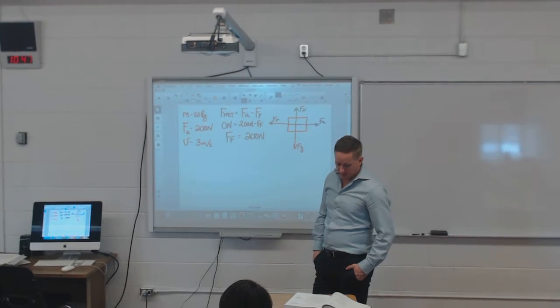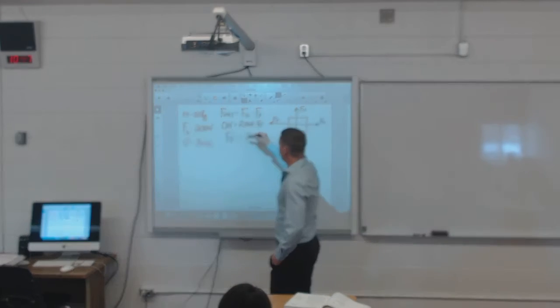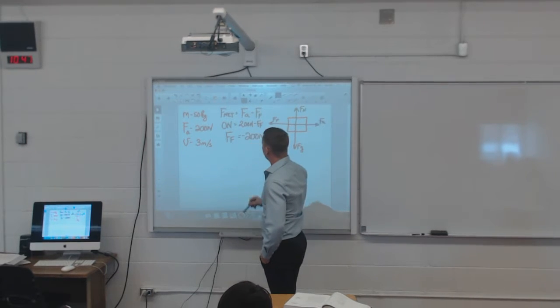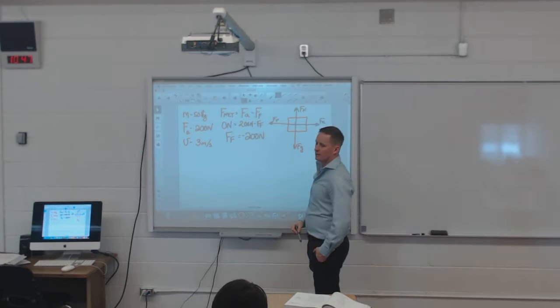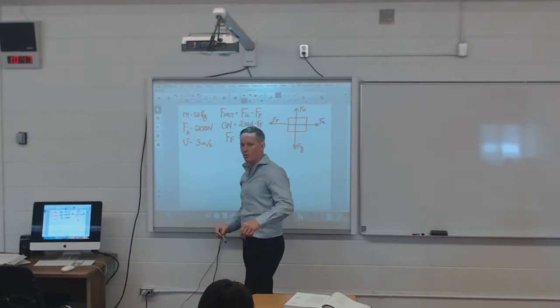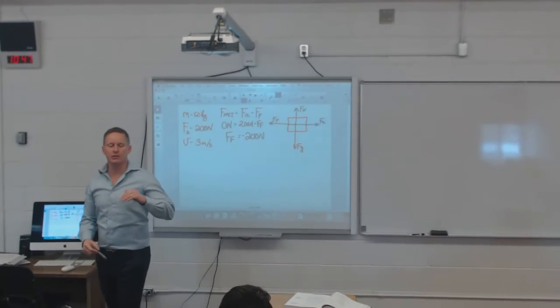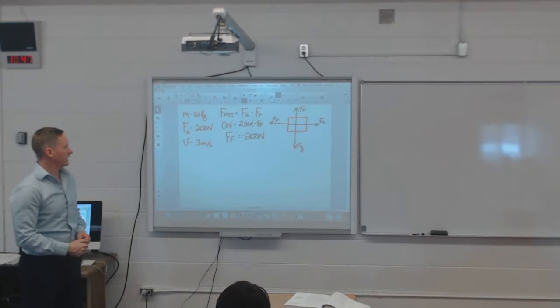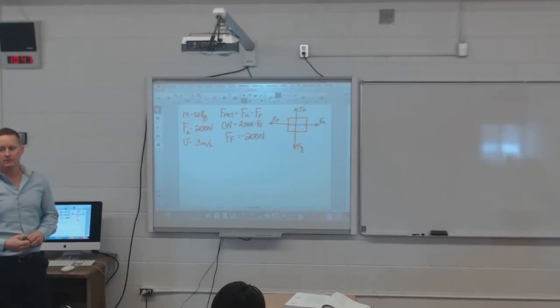Any problems with that so far? I should put a negative on there. Make sure that you know that it's in the opposite direction to the applied force, so you need to put a negative on it. So the applied force is positive and the frictional force is negative.